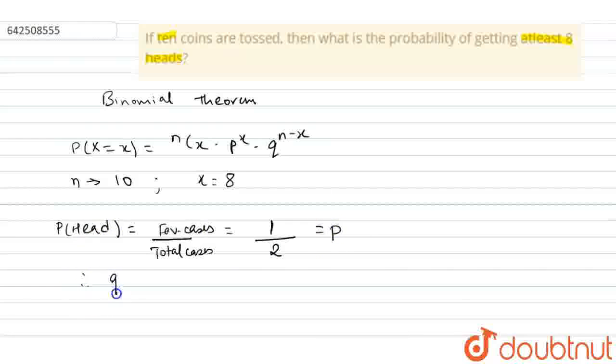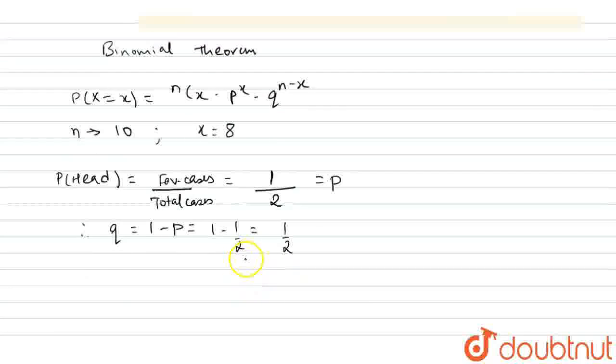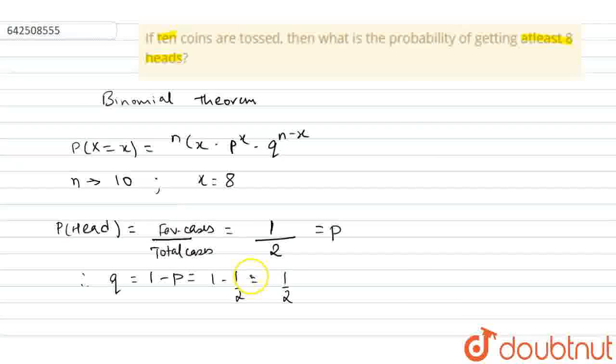Similarly, I can find my q, which is nothing but 1 minus p, which will obviously also be equal to half, right students? Now both the values are half. I think we have all the values, we can find our probability distribution. But what are they asking us? They are asking us to find the probability that we are getting at least 8 heads.